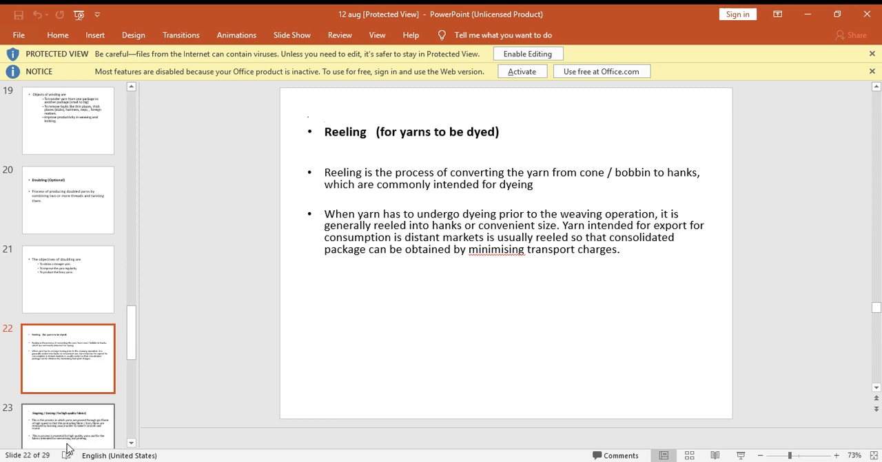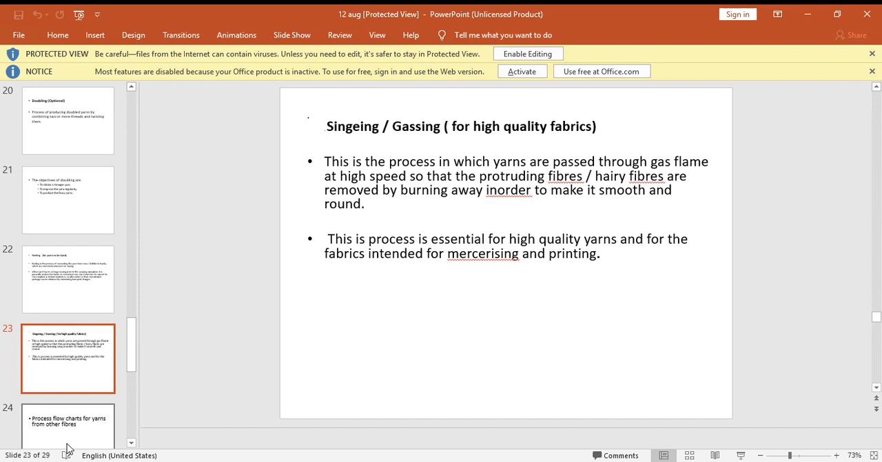When yarns have to undergo dyeing prior to the weaving operation, they are generally reeled into hanks of convenient size. Then singeing or gassing, that is for high quality fabrics. This is the process in which the yarns are passed through a gas flame at high speed so that the protruding fibers or hairy fibers are removed by burning away in order to make the yarn smooth and round.